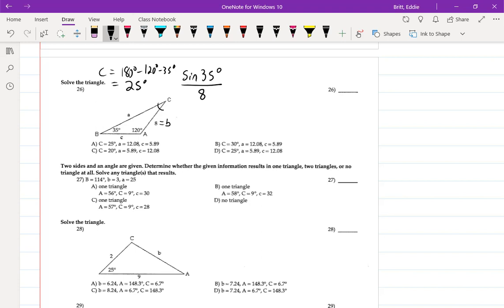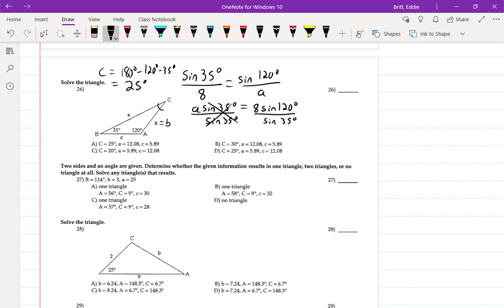Now let's solve for side A first. To solve for side A, I use this ratio here. I say it's equal to the sine of 120 degrees over A. Now you cross multiply and divide. So I'm going to have A times the sine of 35 degrees equals 8 times the sine of 120 degrees. Divide both sides by the sine of 35 degrees, and I have what side A is equal to.